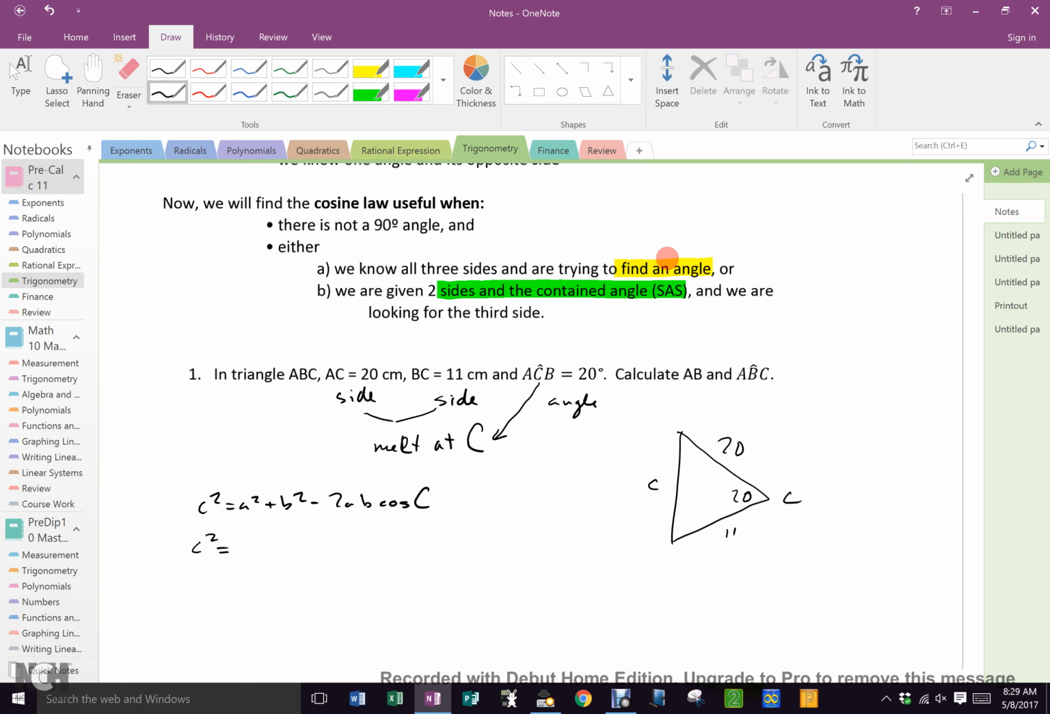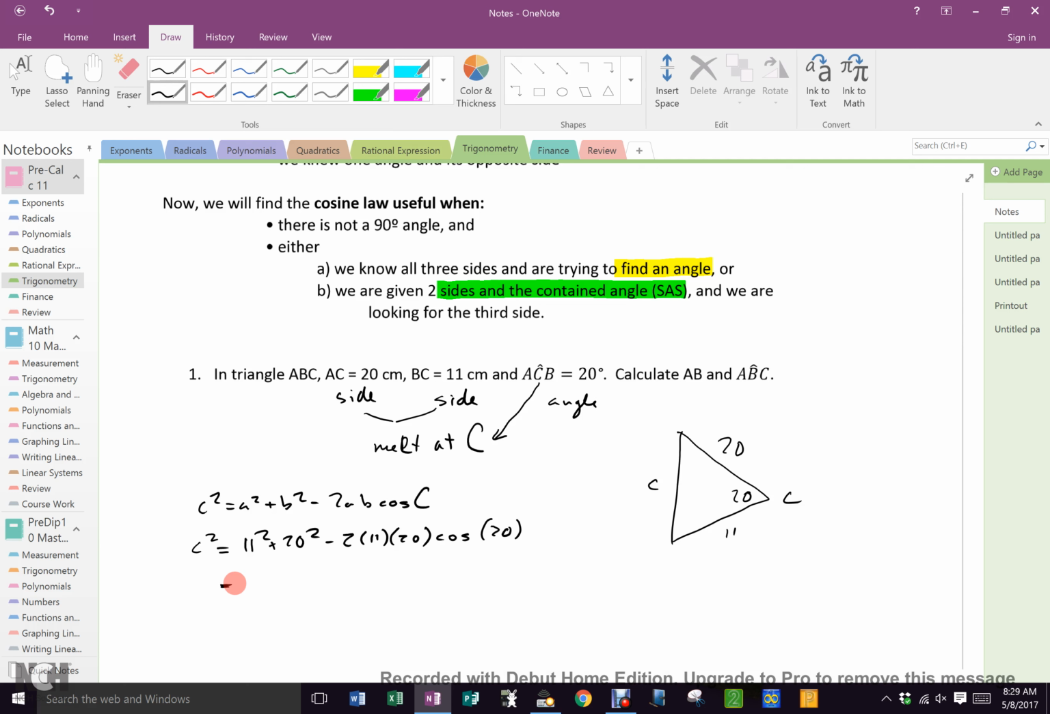Why? Because the yellow one is subtraction, right? You've got to be careful. But this one isn't. So I've got 11 squared plus 20 squared minus 2 times 11 times 20 cos 20. Now, to punch that into your calculator isn't difficult. To punch it all in and get the square root in one shot is a little difficult.